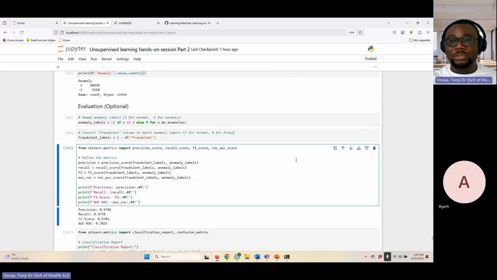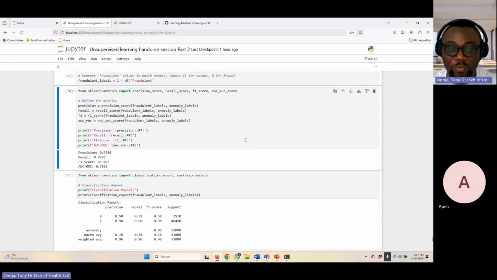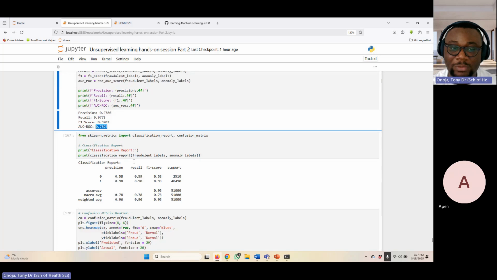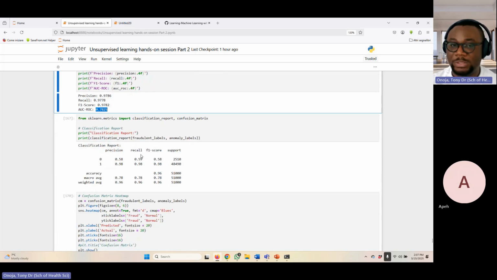But again, we are interested in quantifying this whole thing. So that's what you see we are doing. We want to know how precise the detection was. So the precision was 97, the recall was also 97, and the F1 score was 97, and then the ROC was around 78. Which means our model looks quite promising.